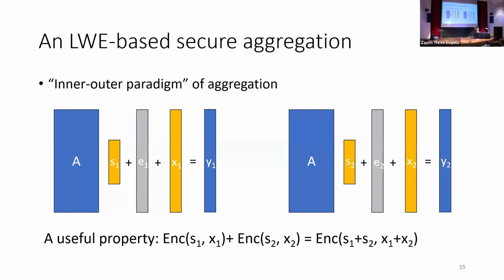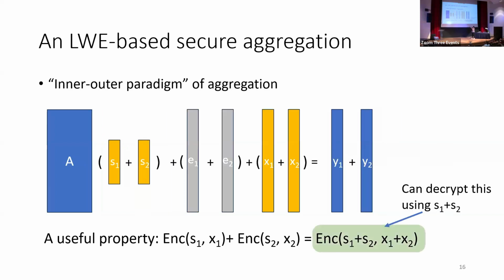Okay, so what does this encryption bring us? It has a very powerful property called key and message homomorphism. So if I have two clients, this is client 1, it has input X1. This is client 2, it has input X2. Now they run this encryption algorithm and get the outputs Y1 and Y2. If we add Y1 and Y2 together, it is equivalent to the encryption of X1 plus X2 under the key S1 plus S2.